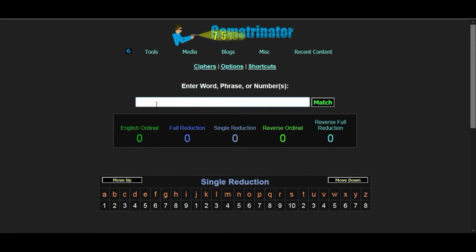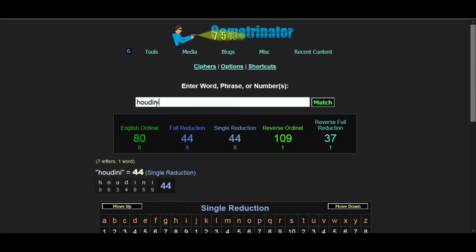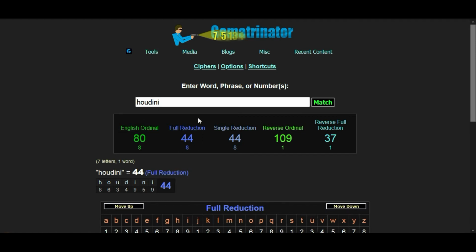Now if you go to Houdini, his rap name also is 44, but in the most pure cipher. The full reduction, the blue one, is the most pure cipher. How do you get that? It's the same thing as English ordinal, and as you can see, we have the reverse as well. And reverse ordinal is A is 26, Z is 1, but we'll go over that later. Houdini 44. You apply the rules of numerology. So U would be the 21st letter, so you would add 2 plus 1. That would be 3. And you just go in sequence basically. You just add all this together like you would ordinal, and it would sum to 44.